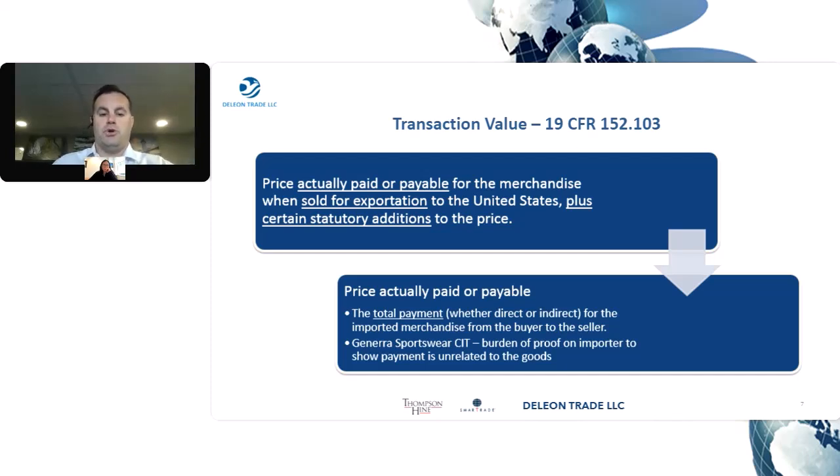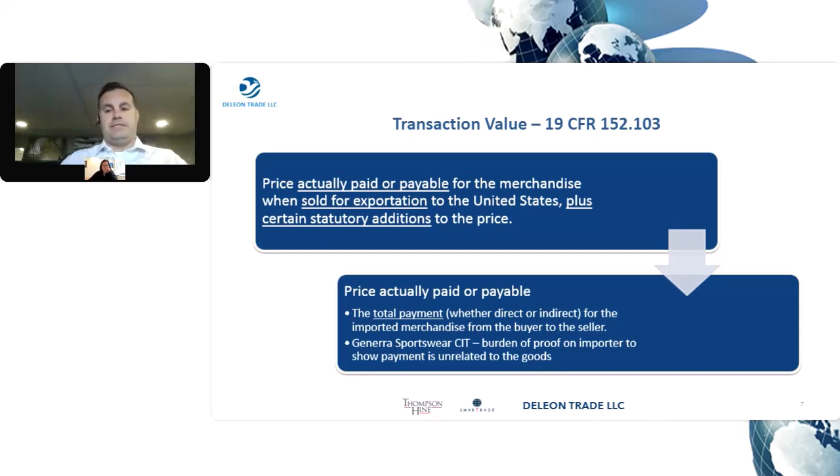And that's the total payment for the goods, whether direct or indirect, and that's paid from the buyer to the seller, or really a related party to the seller as well. There's one key court case, my favorite court case of all time. I don't know what Michelle's favorite court case is, but my favorite court case is Generra Sportswear.